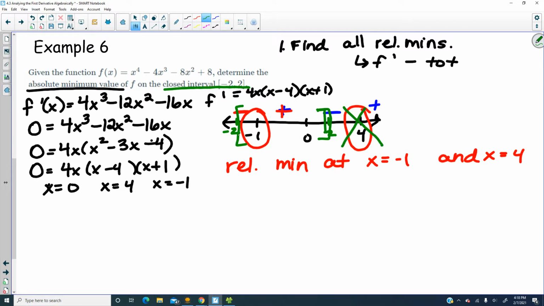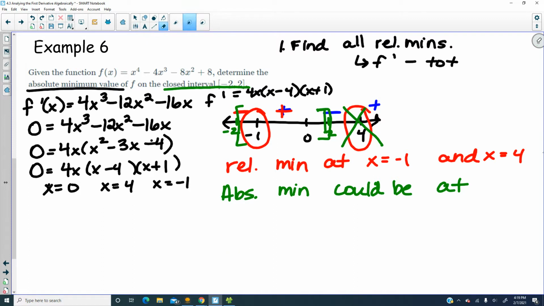But I do have to check. There are 3 possibilities for where my absolute minimum could be. It could be at the relative minimum, at x equals negative 1. But it could also be one of the endpoints, at x equals negative 2, or at x equals positive 2. So I've got 3 candidates for where the absolute minimum point could be.